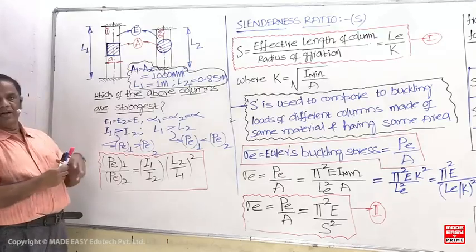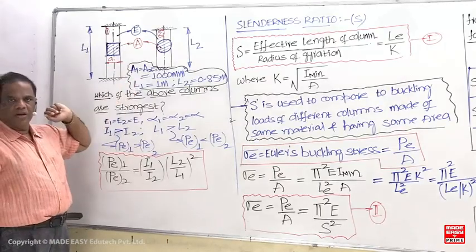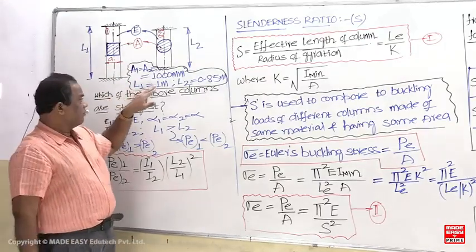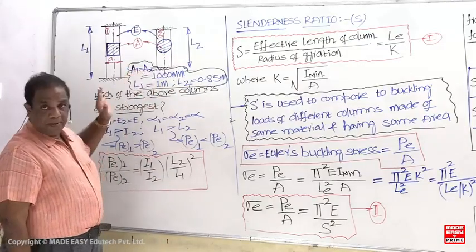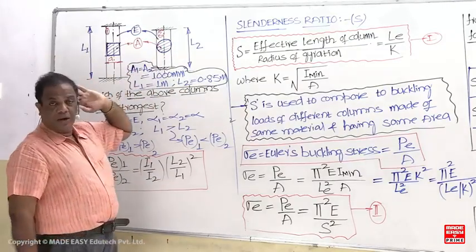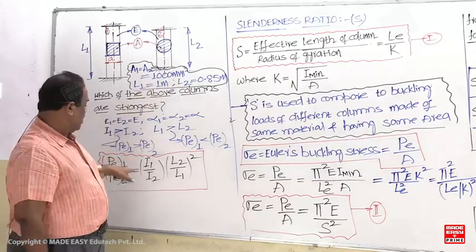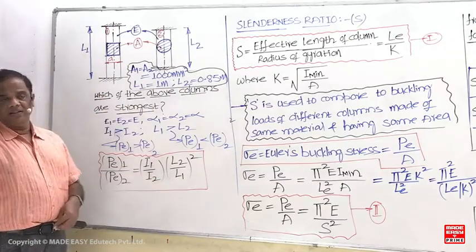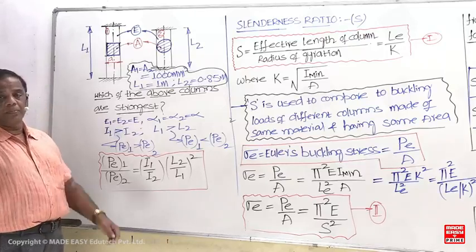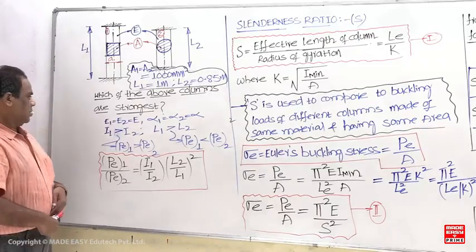Areas are same, 1000 mm square. But lengths are what? The first one is 1 meter, second one is 0.85 meters. As per my expectation, the second one should be the strongest one. You should get it now. Because buckling load is inversely proportional to L square.